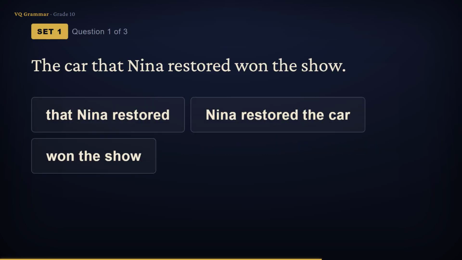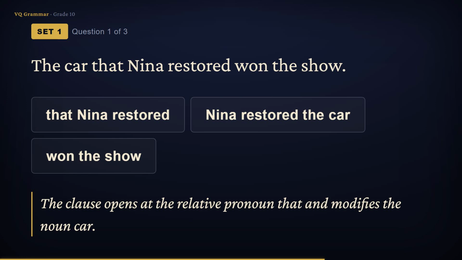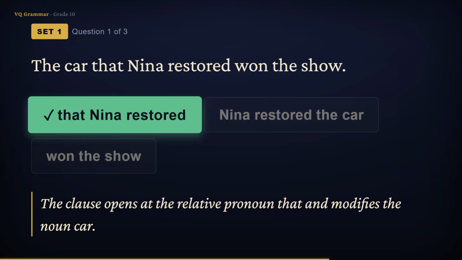The car that Nina restored won the show. Look for the opener. There it is. That. The clause runs from that through restored, so the adjective clause is that Nina restored. And which car? The one Nina restored. It modifies the noun car.